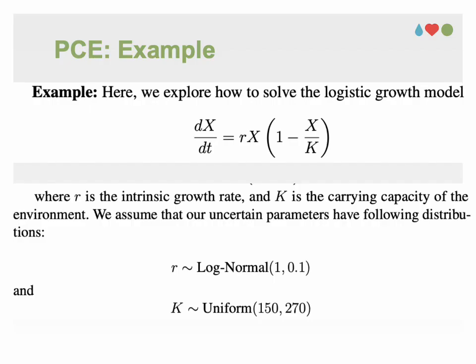In this video, I quantified the uncertainty of the logistic growth model against its two uncertain parameters, R and K. This model is used to describe the growth of population in biology and ecology. It takes into account both exponential growth and limiting factor. The logistic growth equation is shown by this nonlinear ordinary differential equation. And R, which is the intrinsic growth rate, has log normal distribution, and K, which is the carrying capacity of the environment, has uniform distribution.